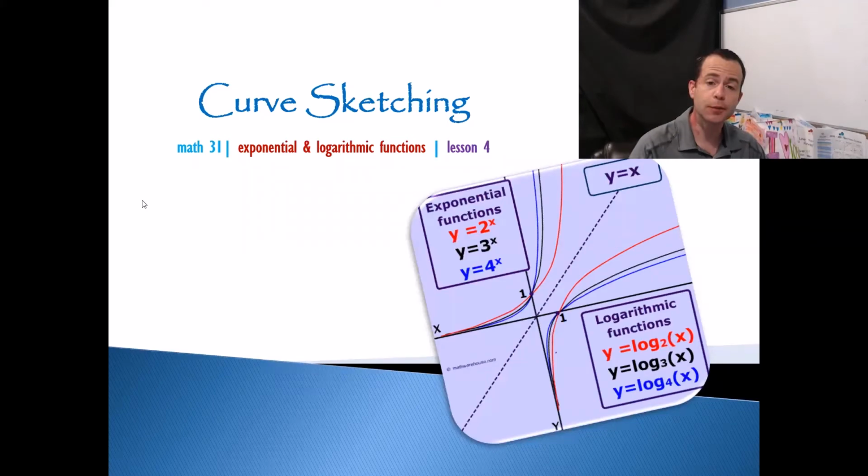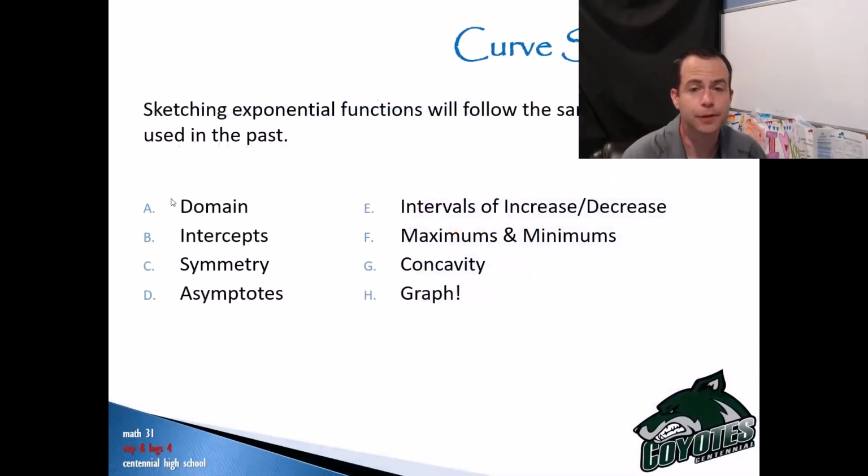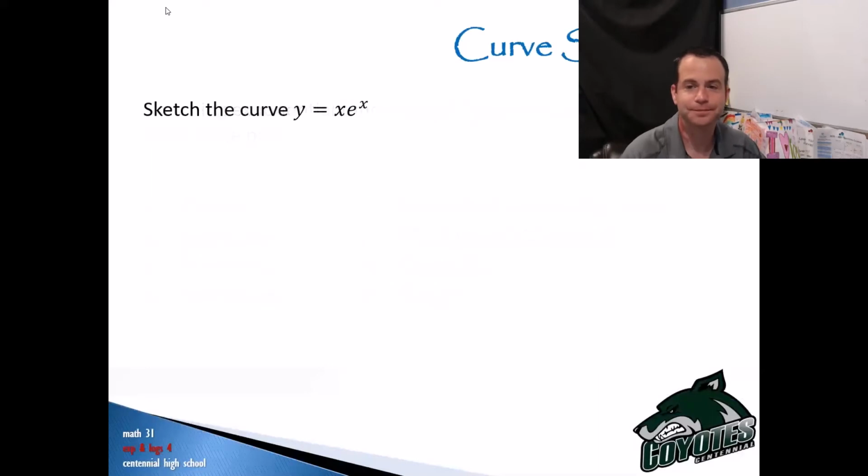But the process that we do hasn't changed. The things we're looking for, the things we're asking for you to communicate to us in your analysis are exactly the same, okay? So we're going to be looking for domains, intercepts, symmetry, asymptotes, intervals of increase and decrease, maximum and minimum points, concavity, as well as possible points of inflection, and then the graph, okay?